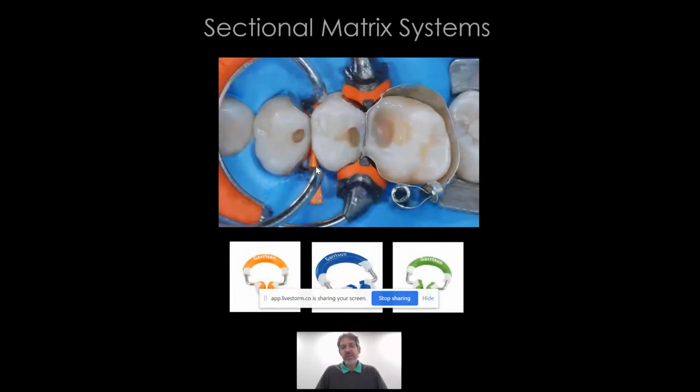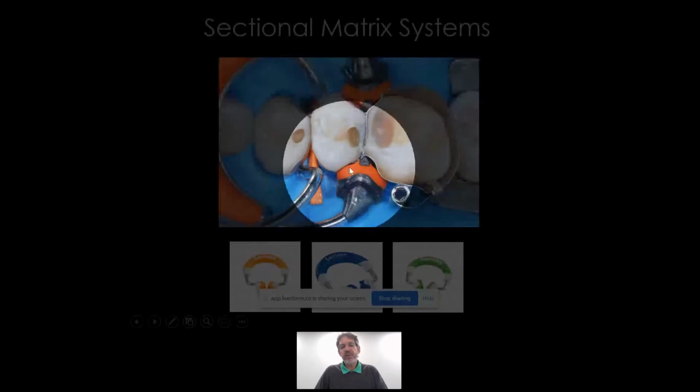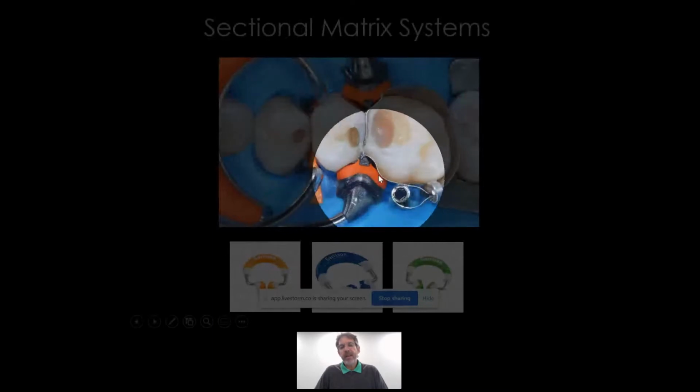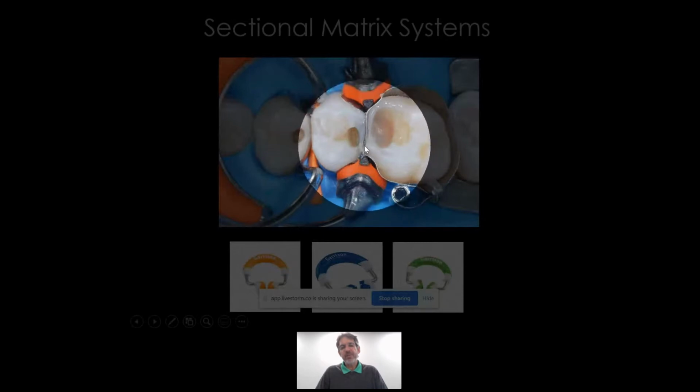Then the challenge with this ring as well, they have a very nice resin layer here, but the challenge is right in the center, they have this hard plastic spine. And the challenge on occasion with this plastic spine is it can deform the matrix band. And now, you have to spend excess time removing excess composite or adhesive flash.